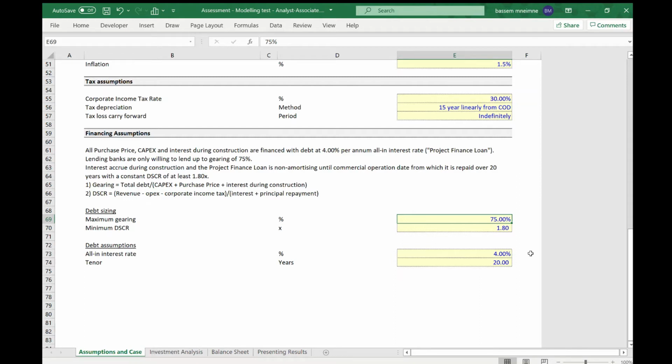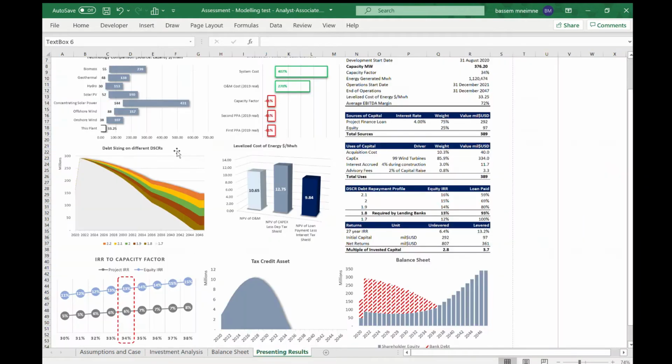The other assumption is the DSCR, because this states not just the size of the loan, but also the tenor of the loan, so how long the loan extends, how long the period is. And the lending banks would require you to pay a certain amount every year and not go under that. So you can use that to build your assumption over here. And this is where I later talk about debt sizing of different DSCRs.